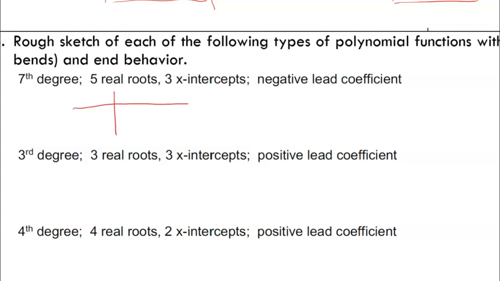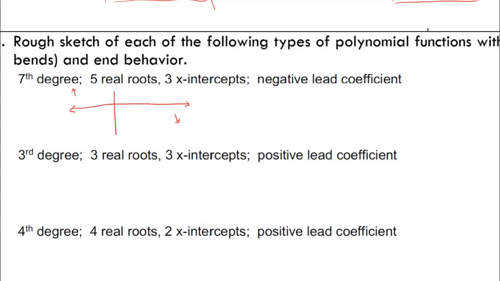And it's a rough sketch. So it's a negative leading coefficient, and it's a 7th degree. So we know that the ends are going to look like that, just like a negative slope. And it has 3 x-intercepts, right? And 5 real roots. Okay, 5 real roots and 3 x-intercepts.